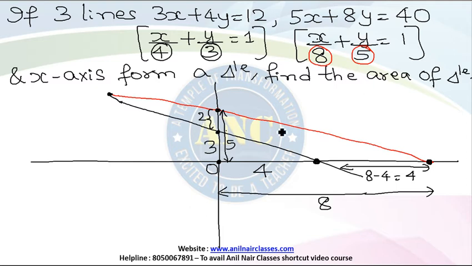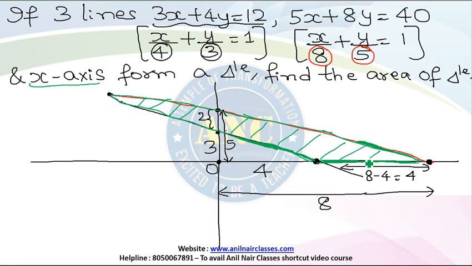Now think a little logically. The question says find the area of the triangle formed by joining 3x plus 4y is equal to 12. Let me draw all these lines in green color. 3x plus 4y is equal to 12 is this particular line, right? Second line is 5x plus 8y is equal to 40. And the third line is x-axis. So you are actually finding the area of this shaded portion.